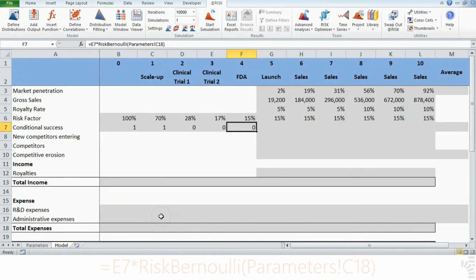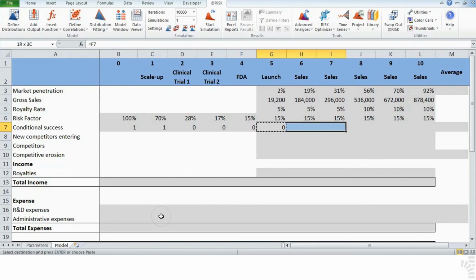42. On cell G7, write the following formula that will either leave a 1 or a 0 contingent on the result of the previous year, equals F7. 43. Copy cell G7 and paste it to the range G7:L7.